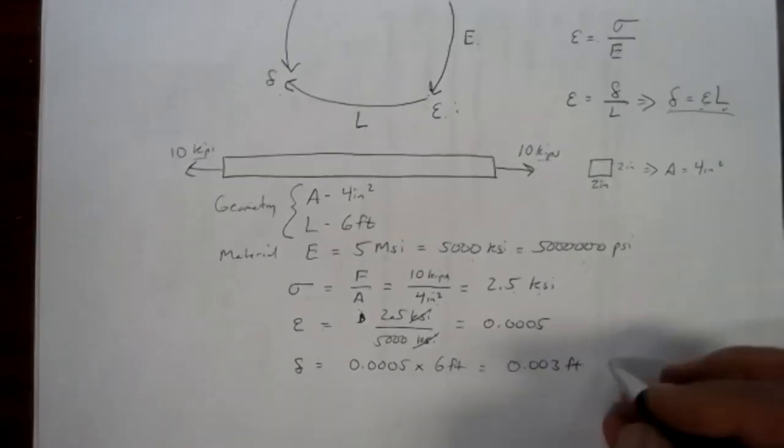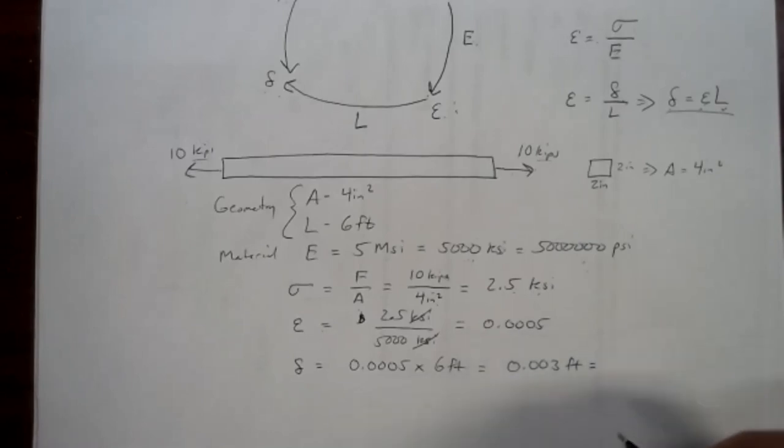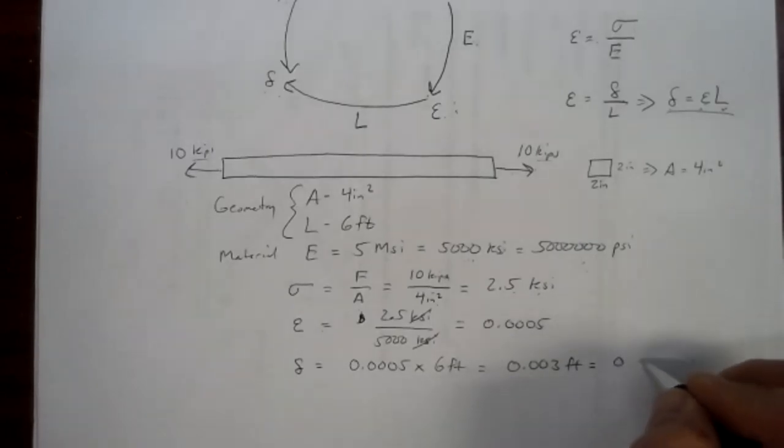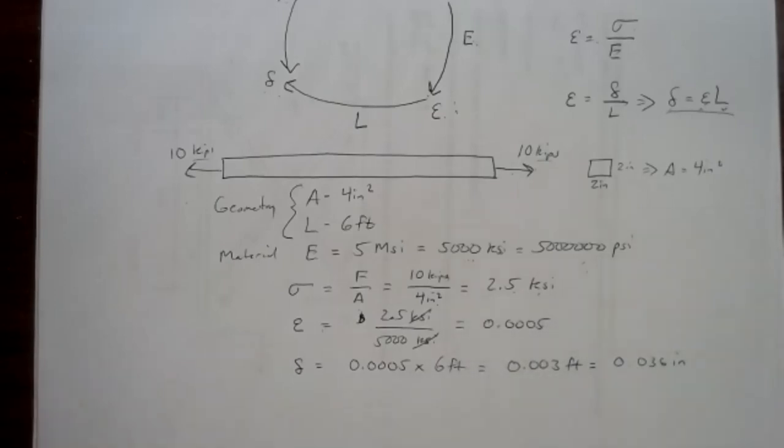You can do that unit conversion. Just have to multiply it by 12, and it gives us a little bit better idea, 0.036 inches, if we multiply that by 12. Now, 36 thousandths of an inch, that's about a 32nd of an inch. It's about 1/32. So that gives us a little bit better idea of what we're dealing with here.